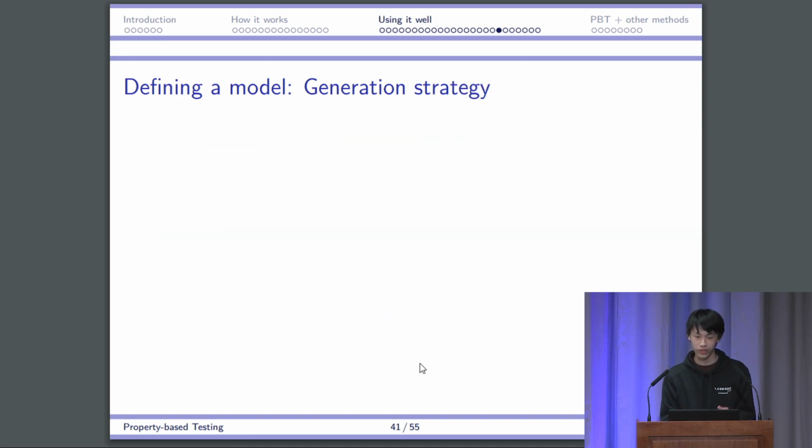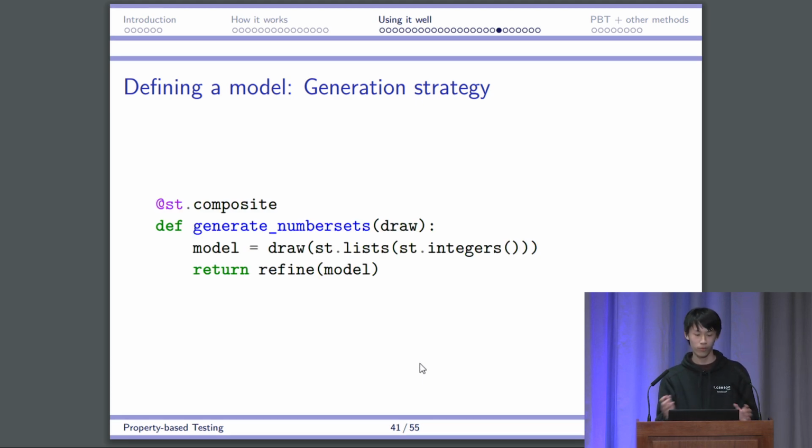Okay, so now that we have all of this backbone and we've defined our model, we need to figure out a generation strategy for our test cases and for our model. So first of all, let's generate our model. What I'm going to do is use the refine function to generate my model. Essentially, it takes a random list of integers, and it's going to use the refine function to convert that into a number set. And then that is going to be the output. That's going to be my randomly generated number set.